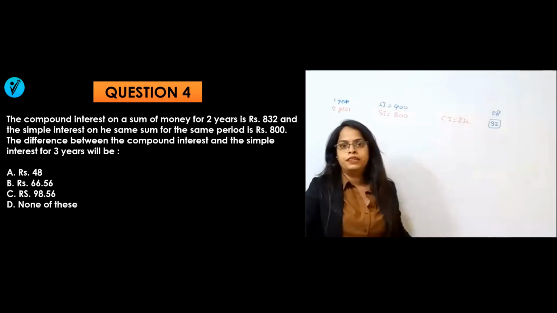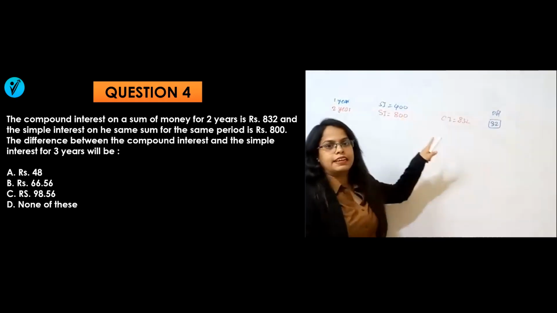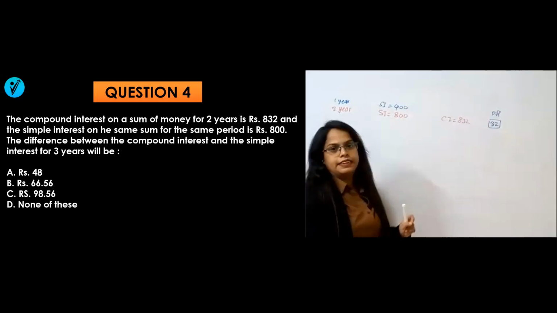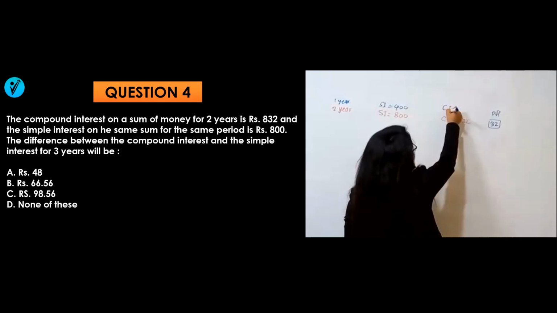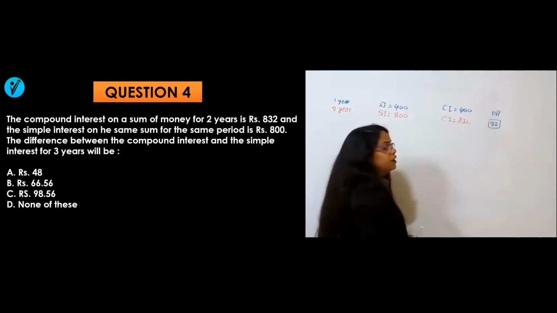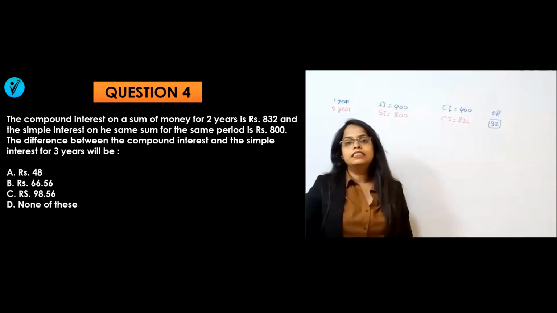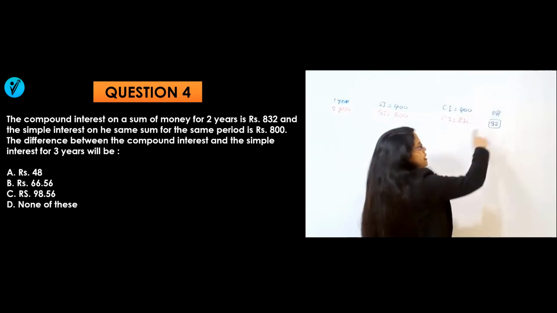So it will be half of it. For the first year it will be 400. Second year again 400 will be added, so total is 800. And CI will also be 400 in the first year, and in the second year it is 832. That means this 32 rupees is extra.